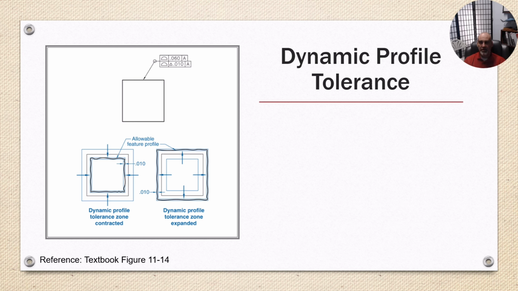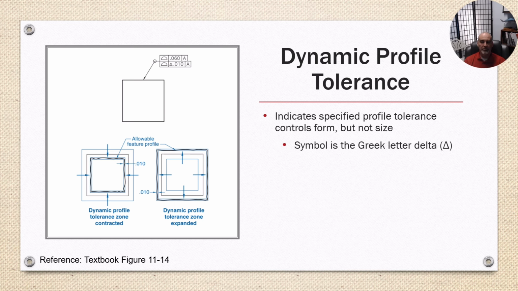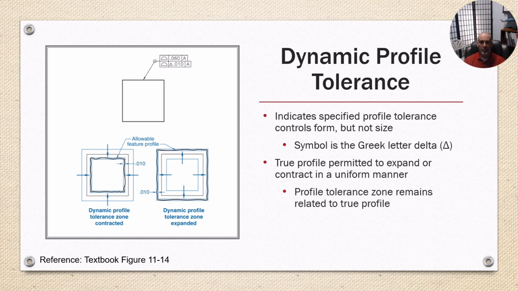Okay, the dynamic profile tolerance indicates a specified profile tolerance form, but not the size. The symbol is the Greek letter delta, looks like a triangle. Okay, and the true profile is permitted to expand or contract in a uniform manner. And the profile tolerance zone remains related to the true profile and is used in combination with another profile tolerance that controls the size.